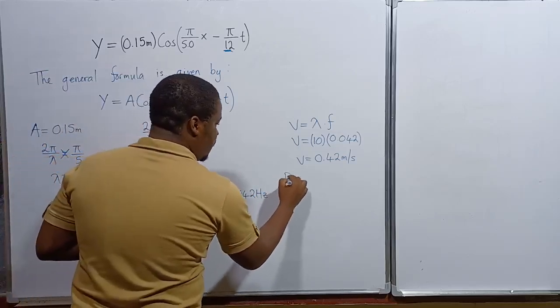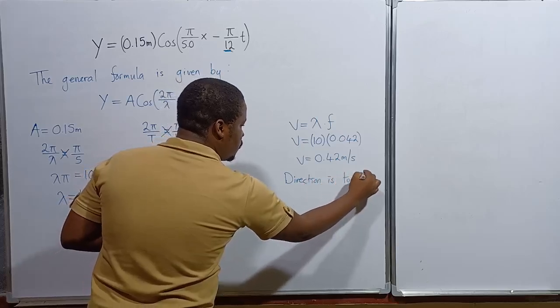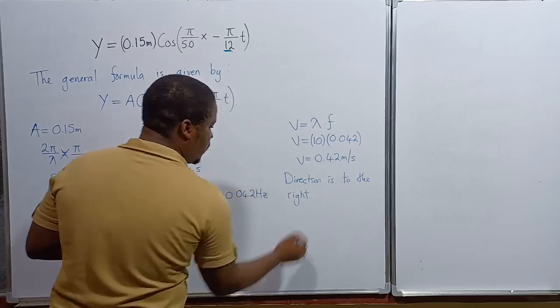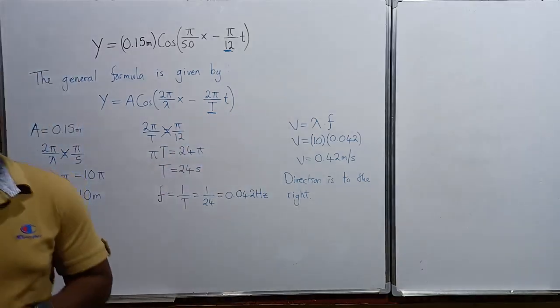So the direction is to the right, or you can say to the positive, either way. So if there's a negative, to the right. If there's a positive, the opposite, to the left.